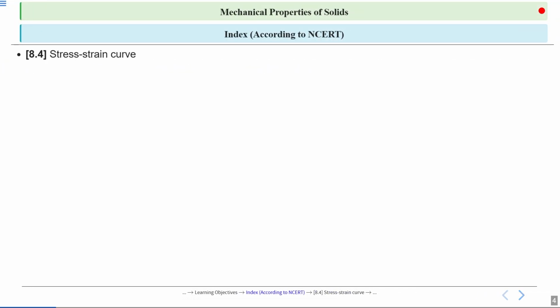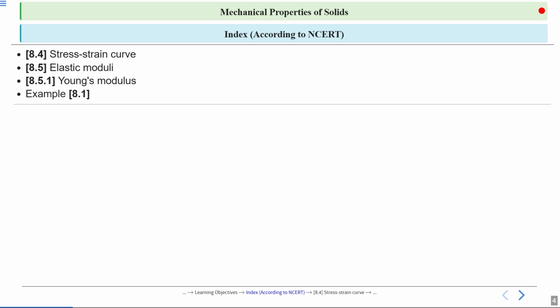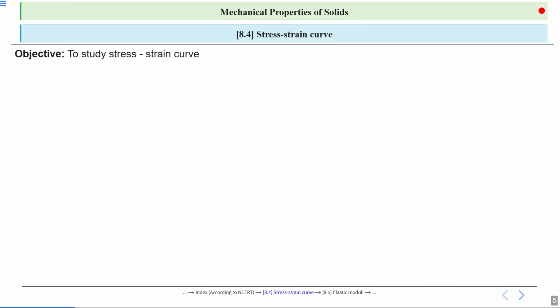So in today's lecture, we will cover first 8.4 stress strain curve. After that, 8.5 elastic moduli. And then 8.5.1 Young's modulus. And last, we will solve an example 8.1. So, let's start. Stress strain curve.